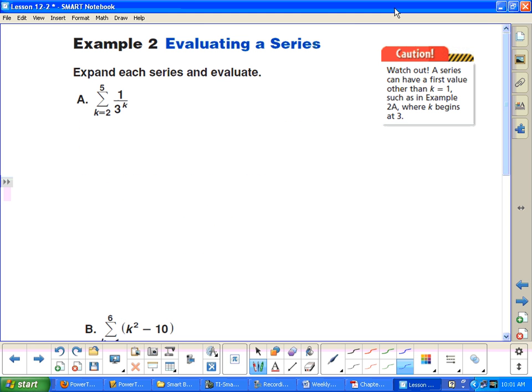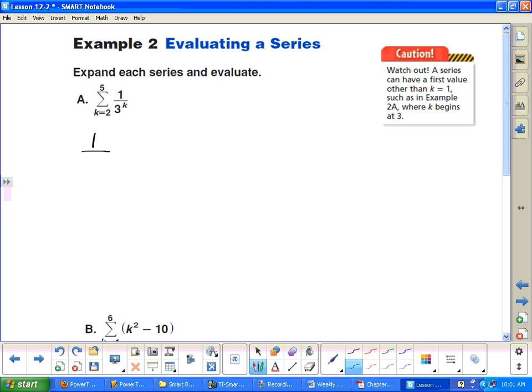All right, so in example 2, we're going to expand each series and then find the answer. So what we just did is we had the series expanded and we wrote it in summation notation. Now we're going to take the rule and expand it and actually find what that sum is. So here's what we do. We're going to put the value of k in for k, and then just add them up.